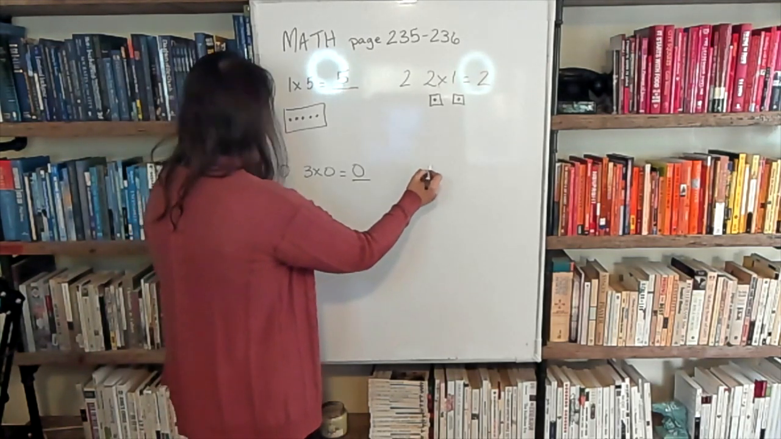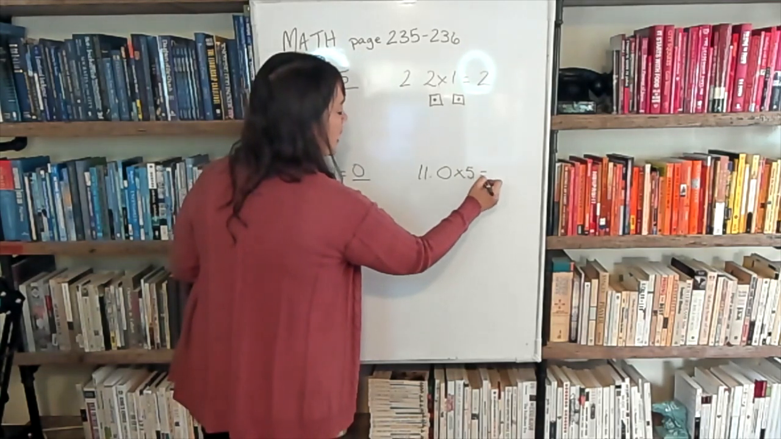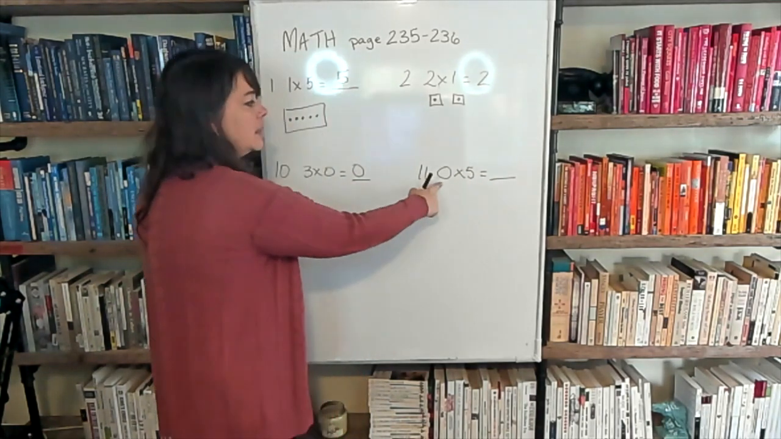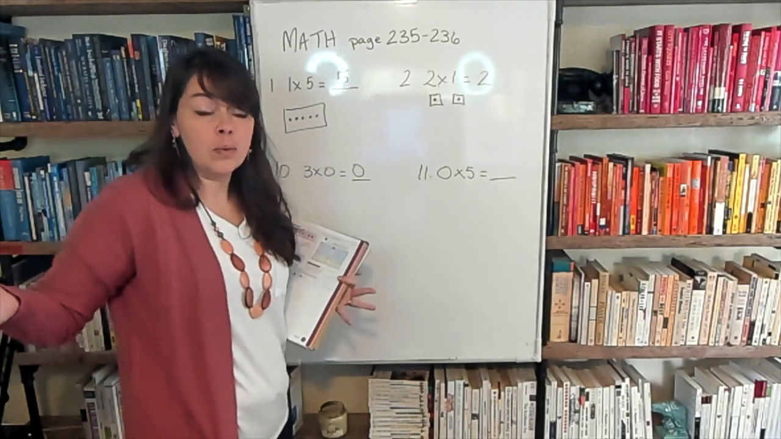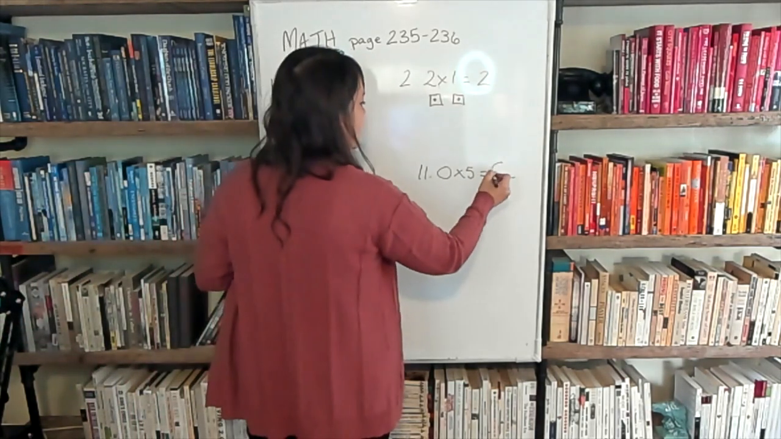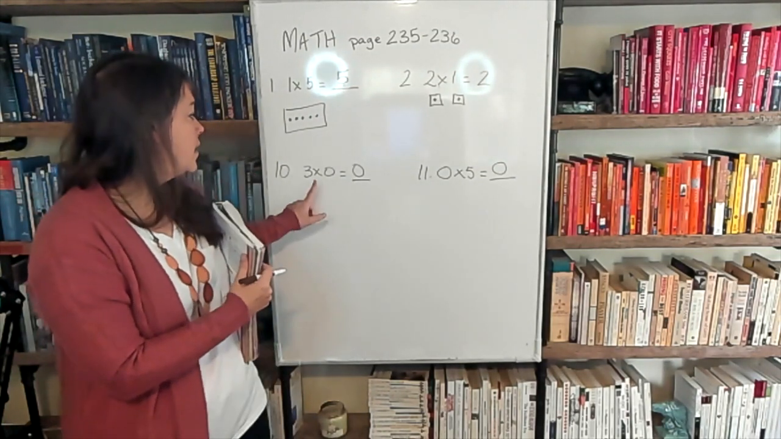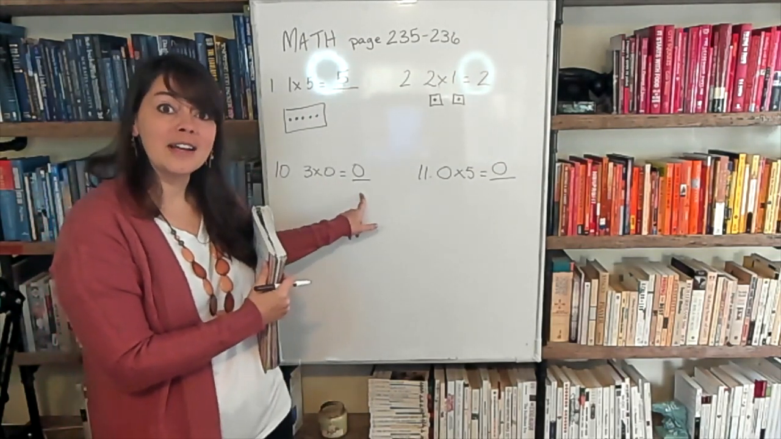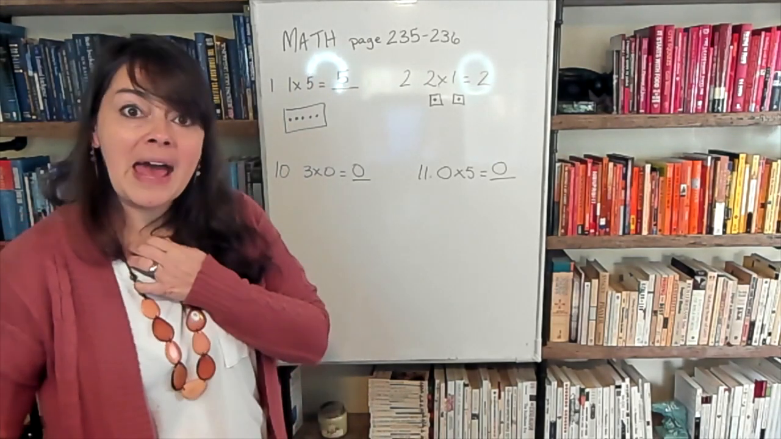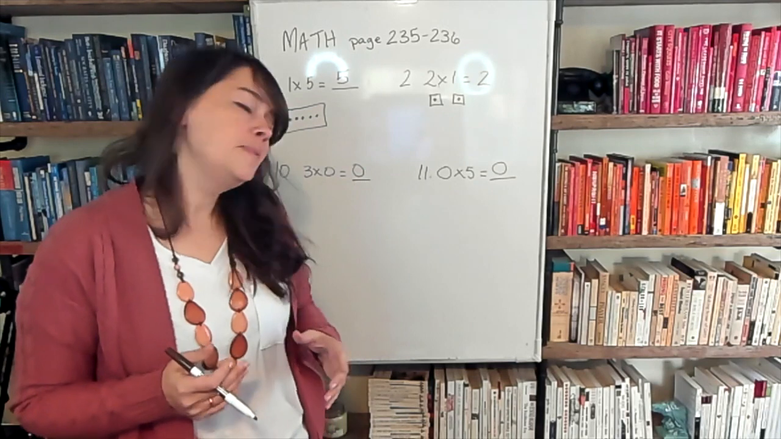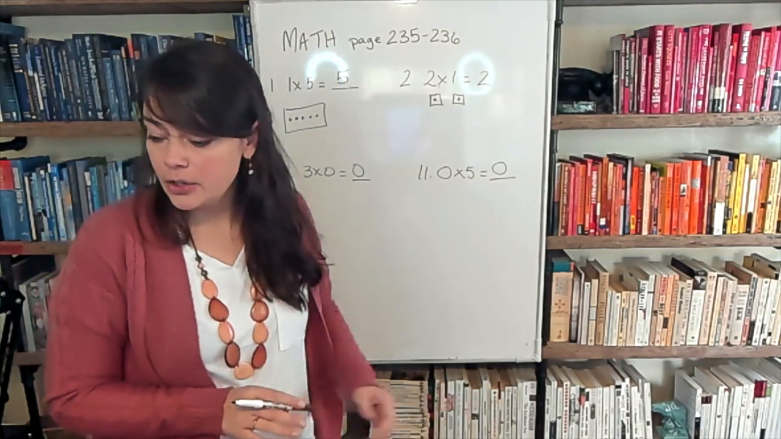Number 11 says 0 times 5 equals, well, 0 sets of 5 equals 0. The rule for multiplying with zeros is that when one factor is 0, the product is 0. All right? That's an important math concept, and you'll keep on using it, and you're going to get chances to practice it today on your homework.